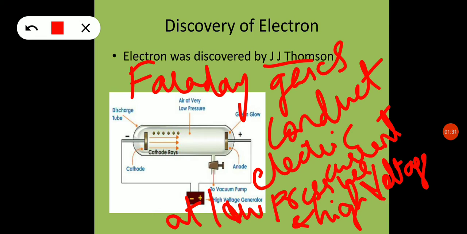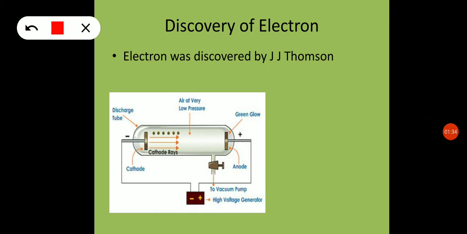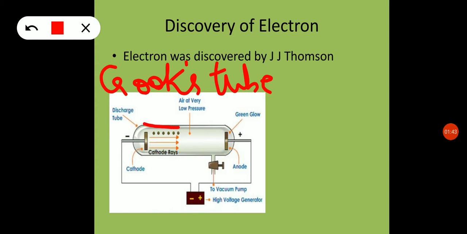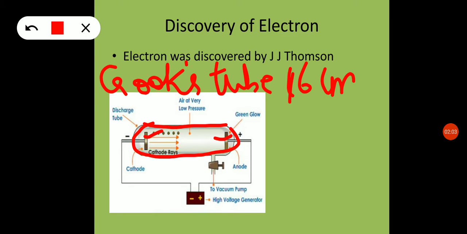What did Thomson do? He took a Crookes tube. Crookes is the name of the scientist. Here you can see the tube. This is called the Crookes tube. It is a glass tube around 16 centimeters long. In this tube he took metal electrodes. Here you can see the metal electrodes. These are connected by wires, and a small tube you can see here.